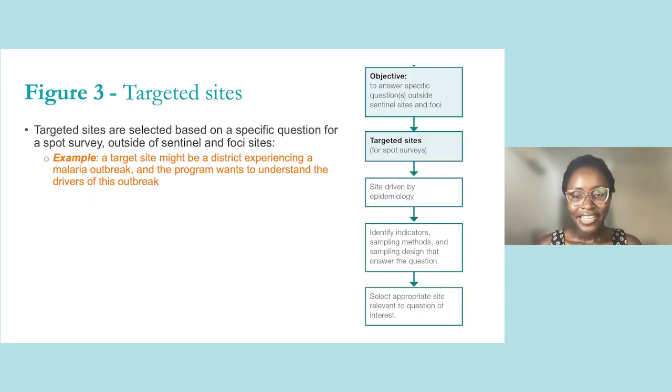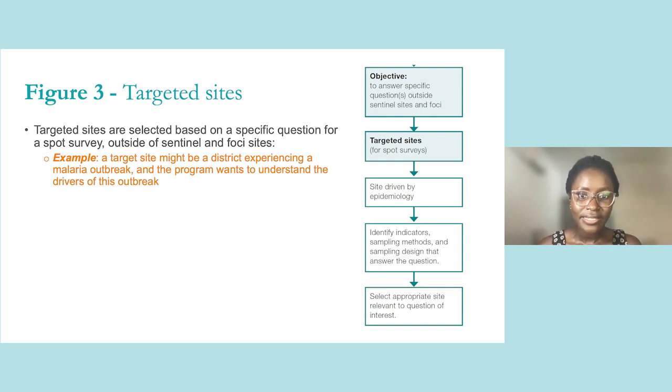Targeted sites are simply sites that are selected to address a specific question for a spot survey occurring outside established sentinel and foci sites. Targeted sites are usually selected based on epidemiological data. For example, a targeted site might be a district experiencing an outbreak, and the program decides to conduct a spot survey to understand the drivers of this outbreak. Their question might be, are current interventions working, and what are the remaining gaps in protection? And who is being infected with malaria and where?